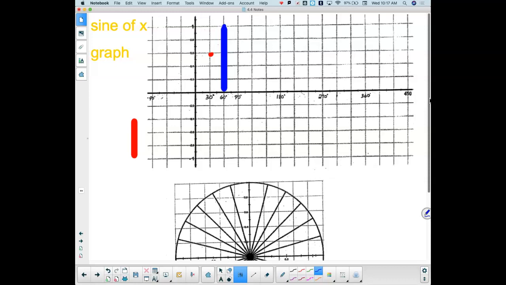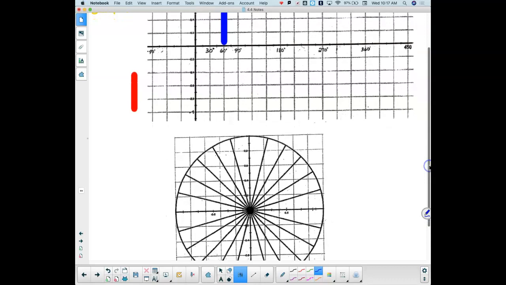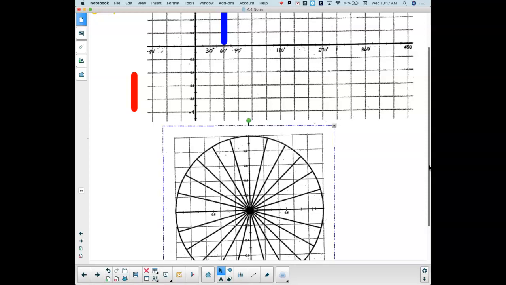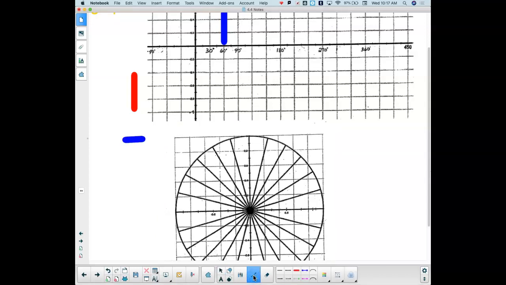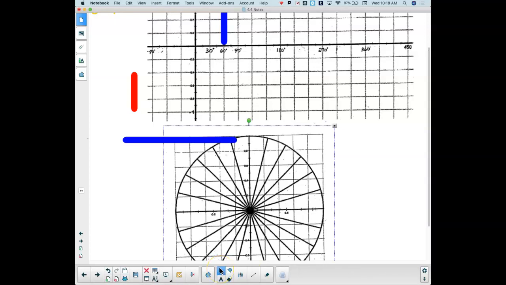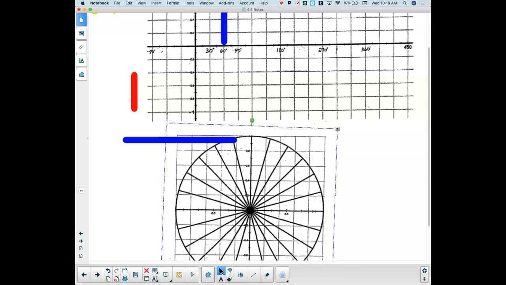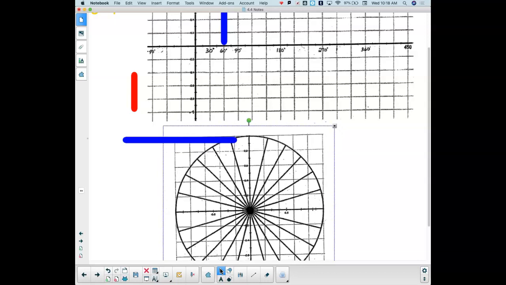I feel as if mine is off, because that should be at where I'm at for 90. Oh, I know why, because this graph is tilted. I feel my graph is tilted. I guess I can't get it untilted.